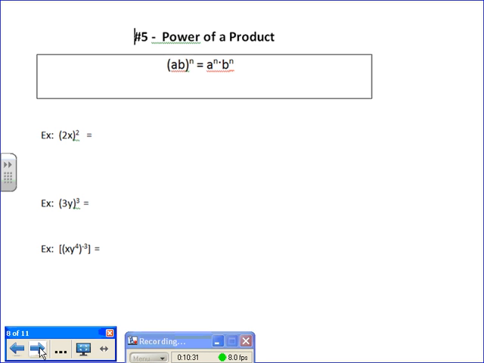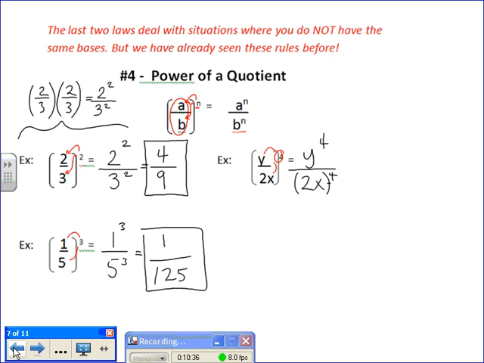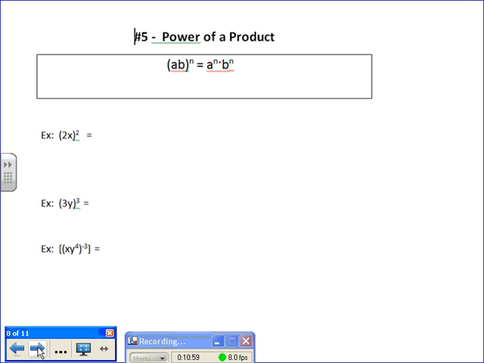The second to last law, law 5, is just like law 4. They could almost be the same law. They're both telling you that when you have either a quotient or a product raised to an exponent, you're simply going to apply that exponent to everything inside the brackets. Just like here we had a over b raised to the exponent n, here now we have a times b instead of a divided by b raised to the exponent n, but really the law is the same.